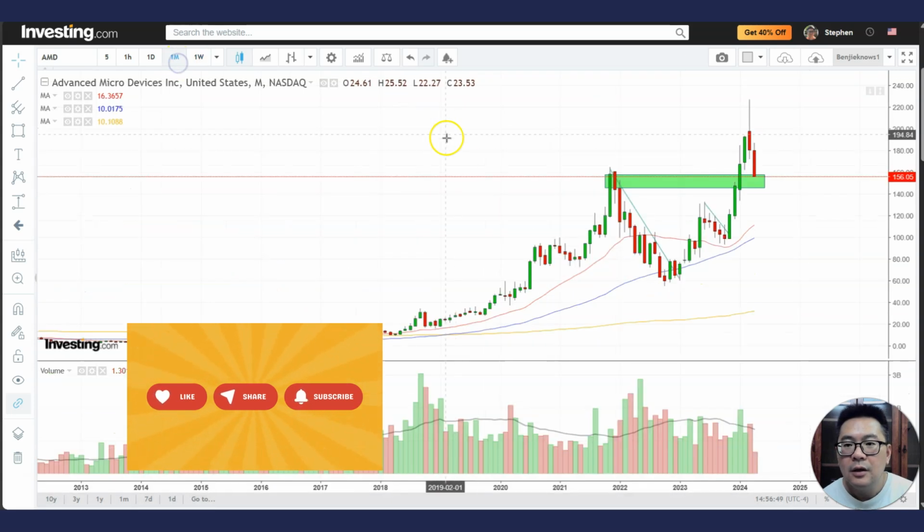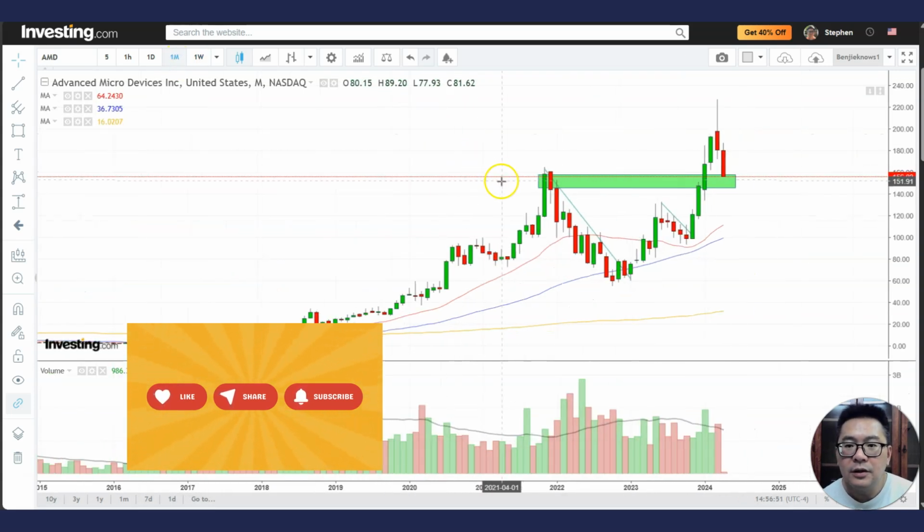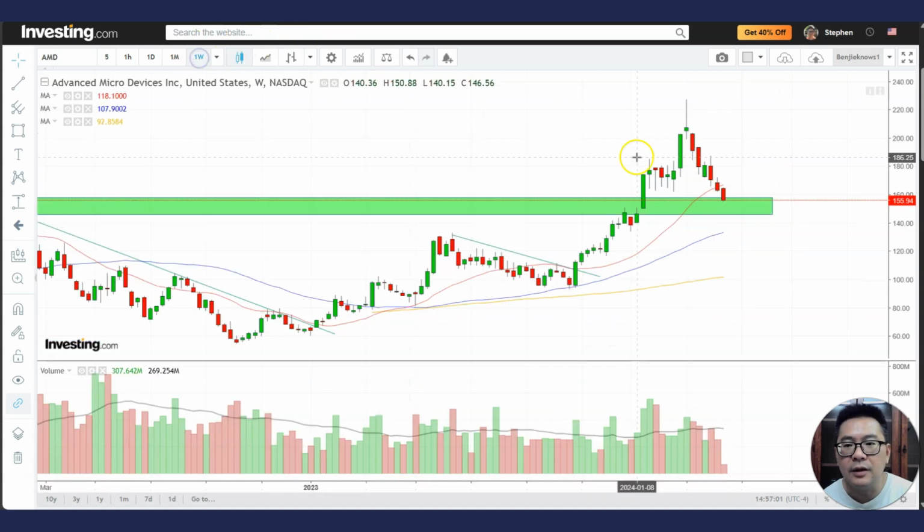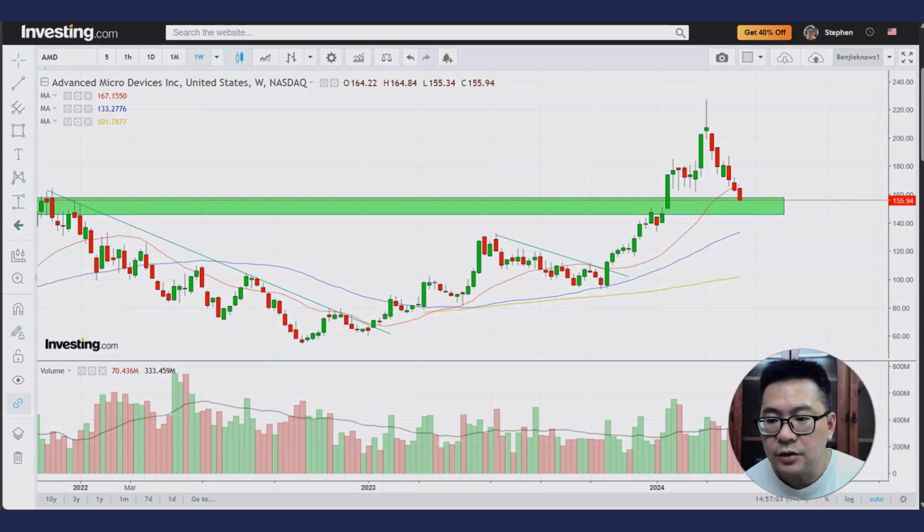So the monthly chart does show us this cup and handle pattern, and we are still in a monthly uptrend. So this support is a very important long-term support area, and you might want to pay attention to it.